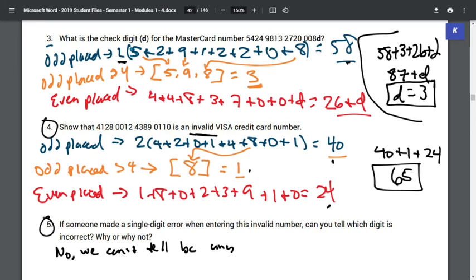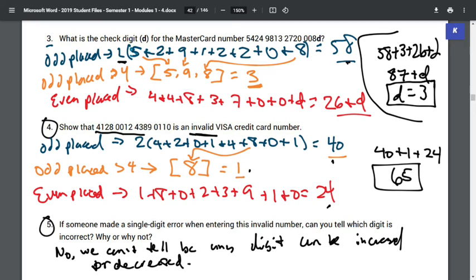because any digit can be increased or decreased. So we can't tell exactly which digit in that credit card number is wrong based off of the 65 that we got. We know that there's some adjustments that we could make, probably to the evens, to make it work out to be valid. But we don't know specifically which number is incorrect.